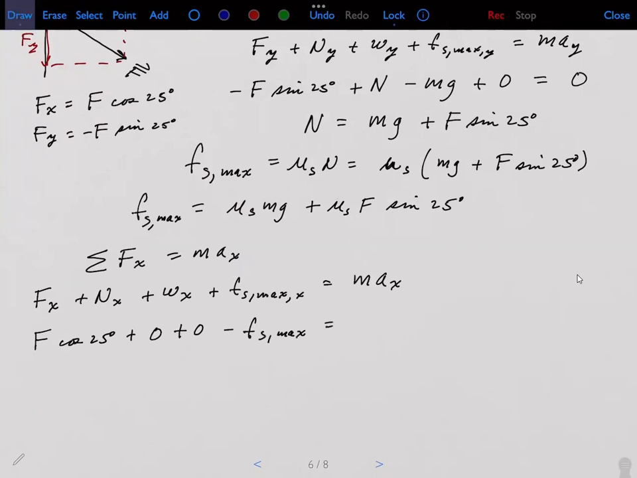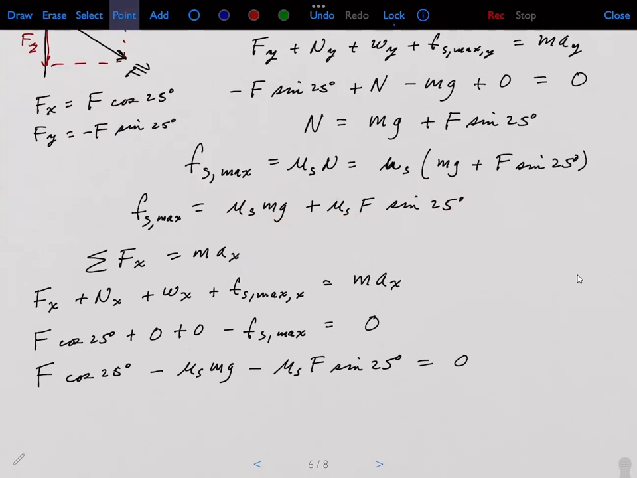But because this is not moving yet, we're on the verge of motion. We're trying to overcome that static frictional force. So ax is actually just 0 right now. Okay, and if I plug in Fs max, I have F cosine of 25 minus mu s mg, and then minus, you have to distribute the minus in both of those, mu s F sine of 25, that's got to equal 0. I'm subtracting this whole thing, so I have minus this, minus this.